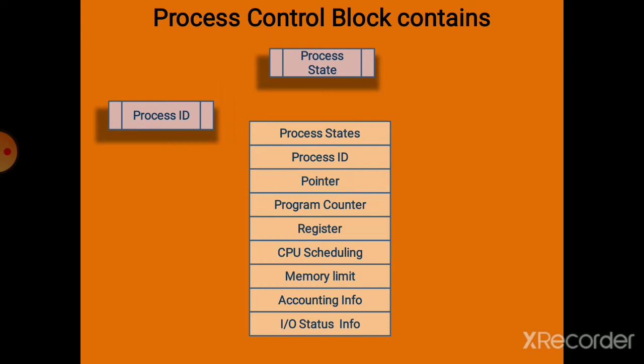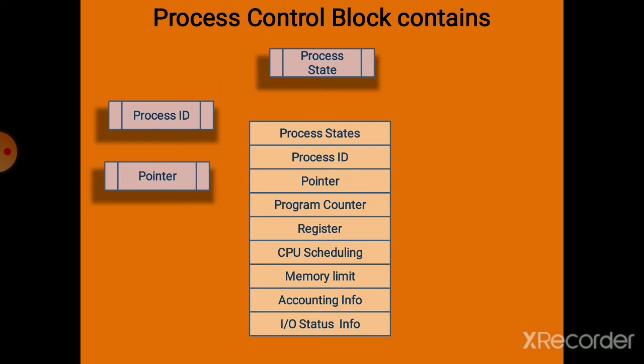Next is process ID. This is a unique identification for each process in the operating system. Each process is represented by a unique ID number. So each process has its own unique ID number.